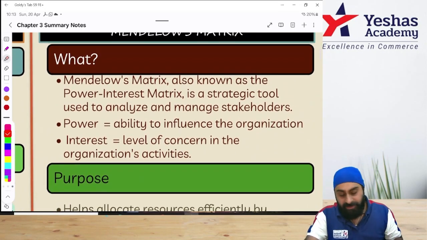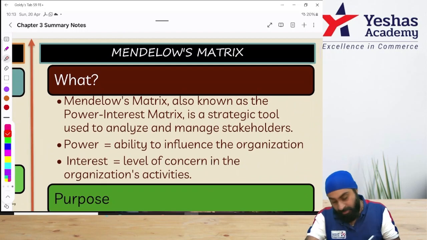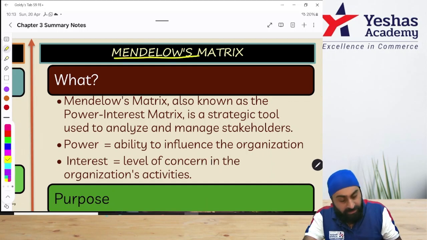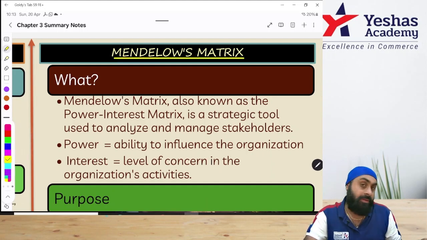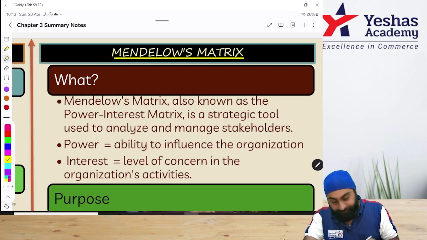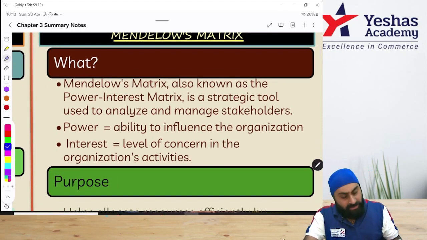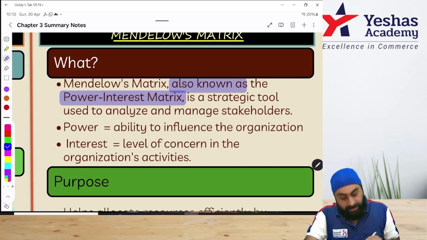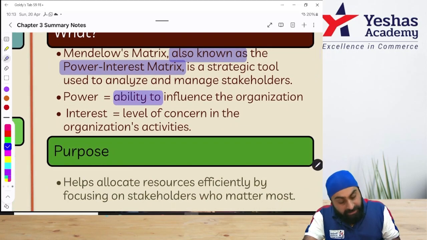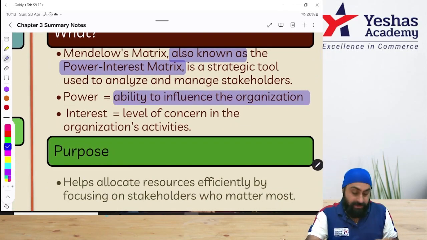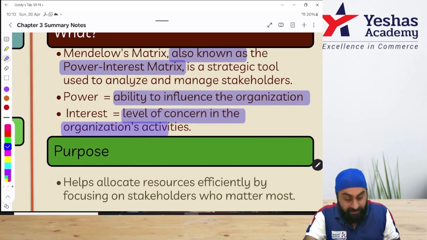After understanding this, there's a beautiful concept, Mendelow's matrix. My request to everybody, focus on this. This is a very important topic. Now, understand what Mendelow's matrix is. Mendelow's matrix is also known as the power interest matrix. It is a strategic tool to analyze and manage stakeholders. Power is the ability to influence the organization. Interest is the level of concern in the organization.